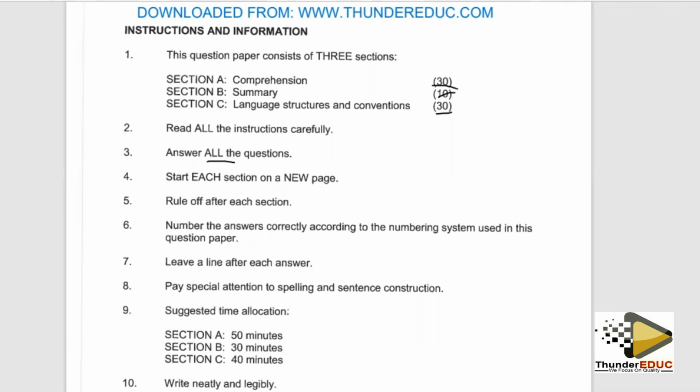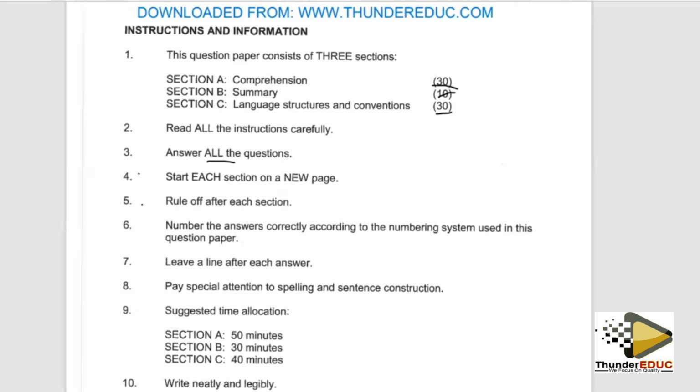Start each section on a new page. When we say each section, these are the sections we're talking about. When you finish your Section A, please roll off. Go to a new page and start your Section B. Roll off after you finish your Section B. Start your Section C on a new page and roll off after you finish your Section C. That is what is meant by instruction number 4 and instruction number 5.